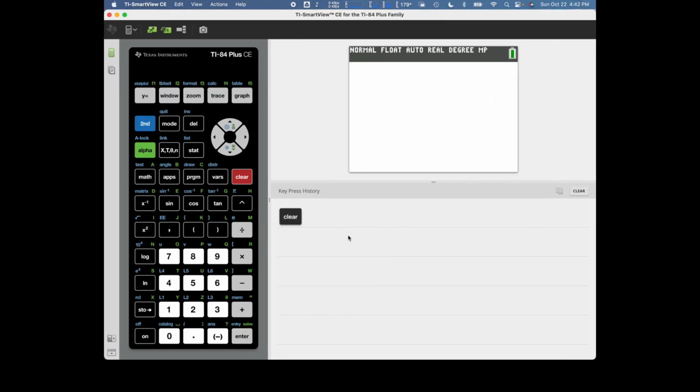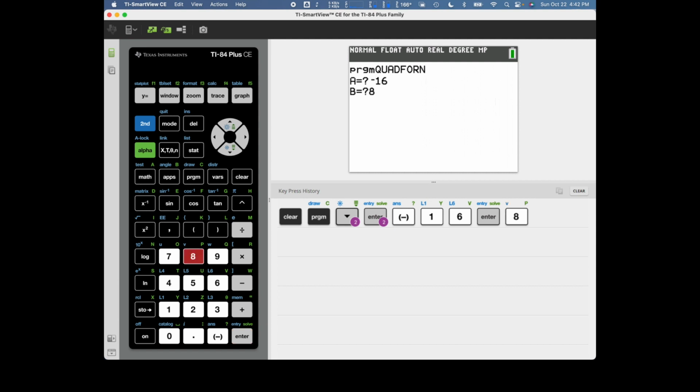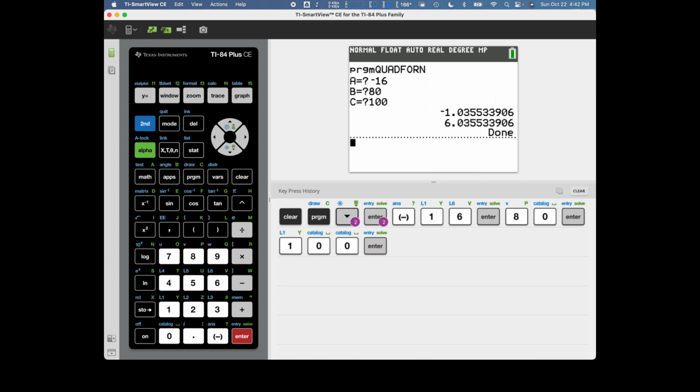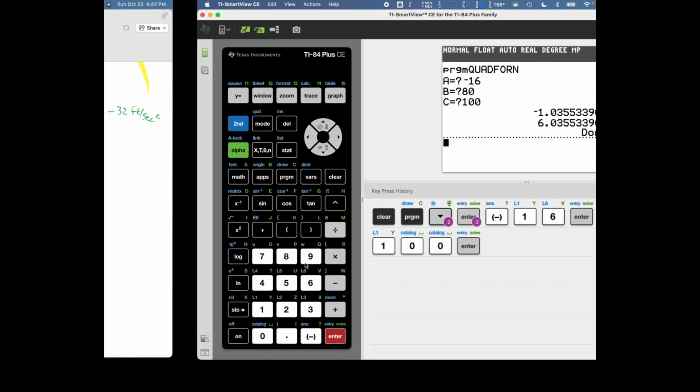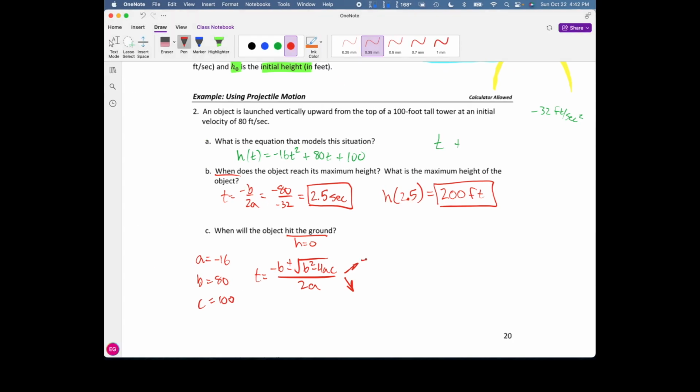You're just doing this. And then we're going to jump and use our calculator with our program that we just made. Okay, so we're going to start off by hitting program. So remember, that's 3 over and 3 down. We're going to pick our quadratic formula. I'm going to hit enter again. And this time I'm going to say, all right, a is negative 16. B was 80, and C was 100. And here are the two values when this thing has an H value of 0. So negative 1.035 and 6.035.